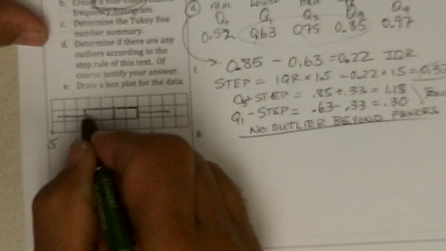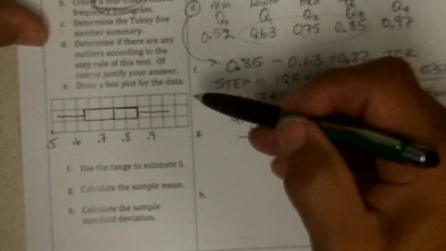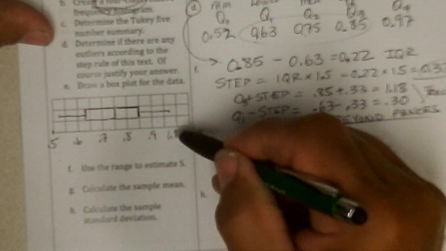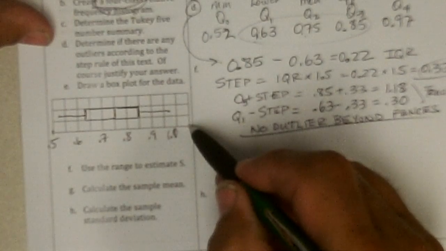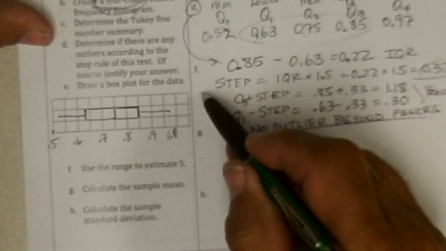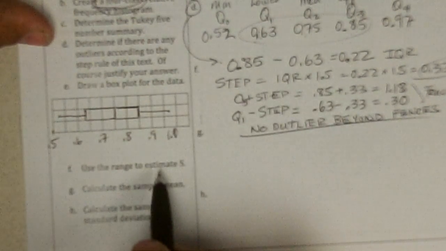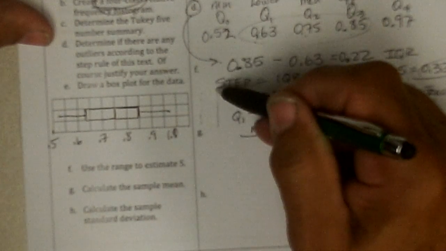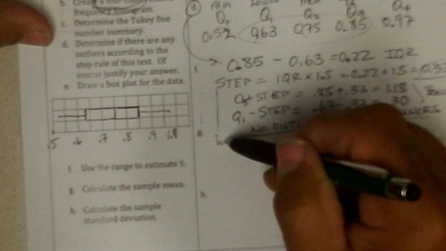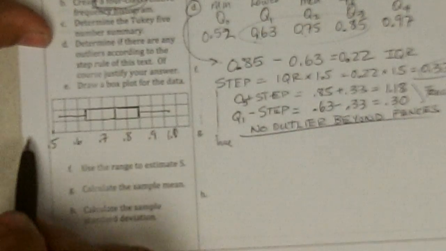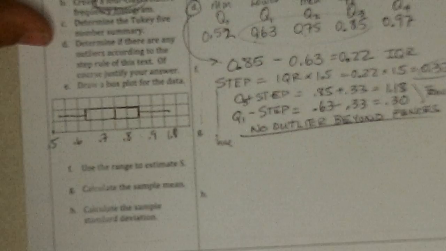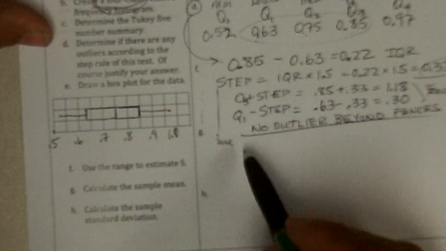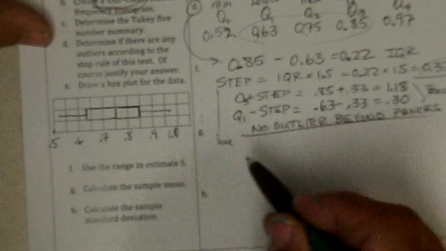which is about there. If I were to show the fences, this would be 1.0, 1.05. That would be 1.1, 1.18 would be somewhere out here as a fence. And 0.3 is off my paper, be a fence. So that's the box plot.